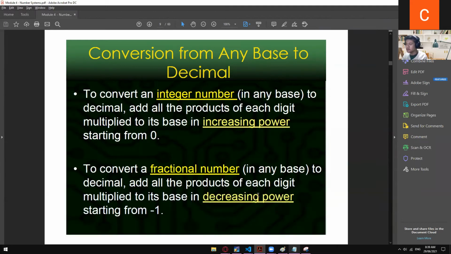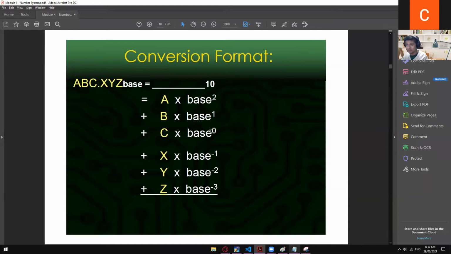Okay, so for you to be able to appreciate this one, let me show you guys the format. So we have here the whole number. ABC is just a variable. It could be any number as long as it's a whole number. And then XYZ is the representation for the fractional part. Starting from the point right here, it separates the whole number and the fractional number. So here's the whole number and here's the fractional number.